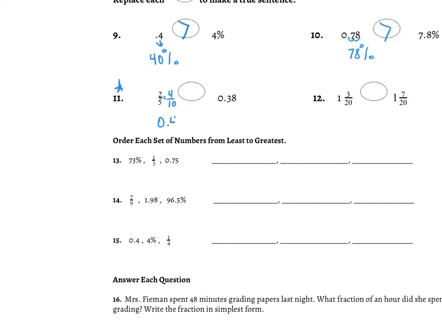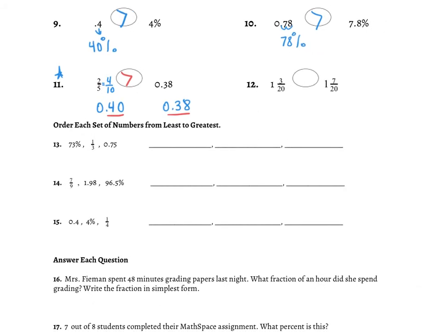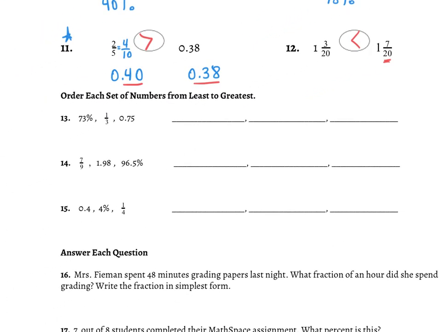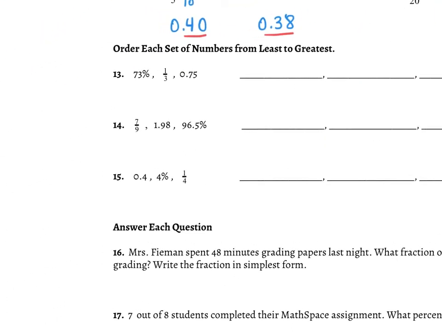You should have made this into 4/10. Now remember, there's more than one way to compare. If you made these both into decimals, we can see 2/5 is definitely bigger. My next one here, I have the same denominator already, and I know 7/20 is larger. So 7/20 is bigger than 3/20. Let's look at our next one here.